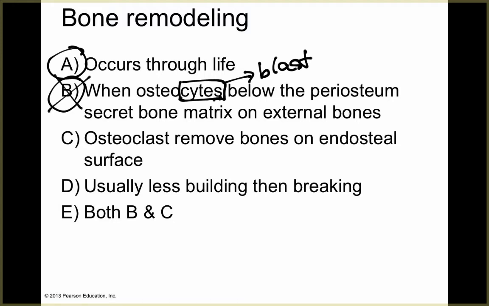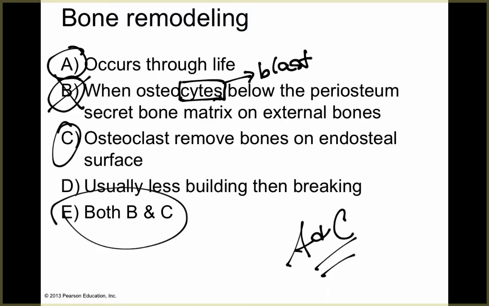You almost let me do that. How dare you? Anyway, and then osteoclasts remove bone on the endosteal surface. This would be correct, right? So this should be A and C, not B and C. Hopefully you didn't just see that and go, oh, that's got to be right. And the last one says less building than breaking, which is wrong, right? There's normally more building than breaking.